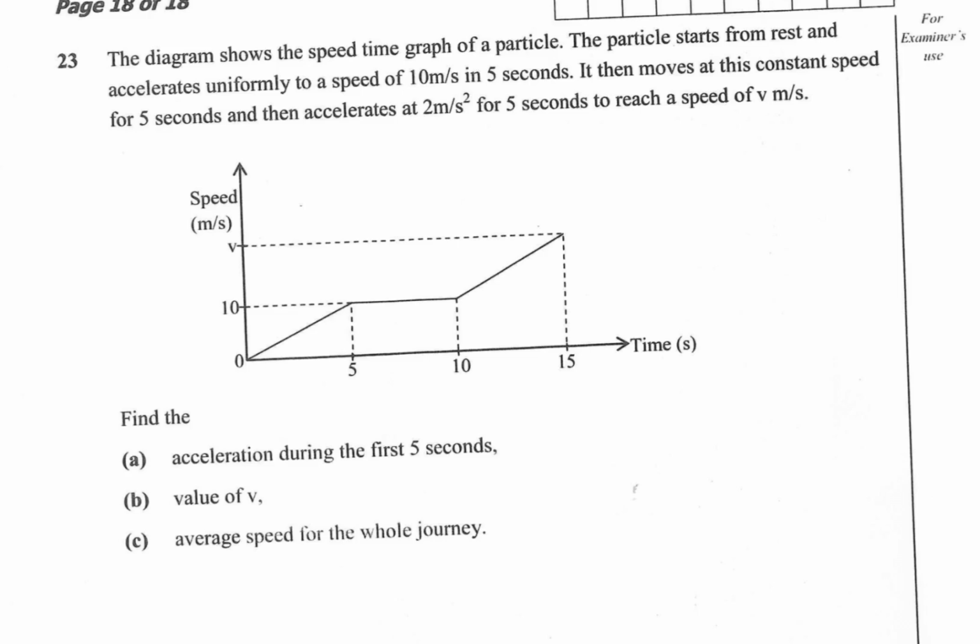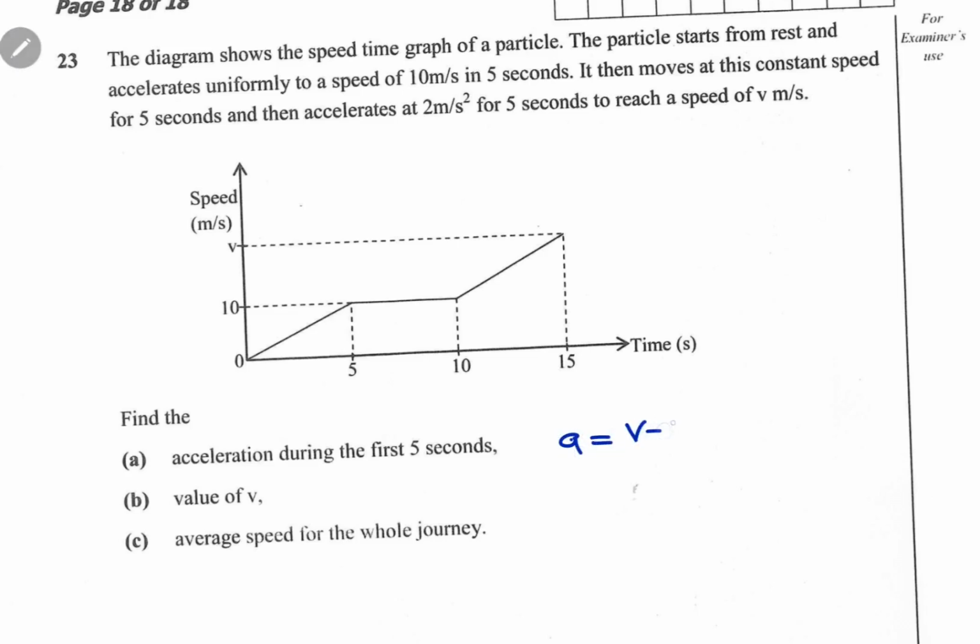It then moves at this constant speed for 5 seconds and then accelerates at 2 meters per second squared for 5 seconds to reach the speed of v meters per second. Alright, as you can see from the graph, find the acceleration during the first 5 seconds.